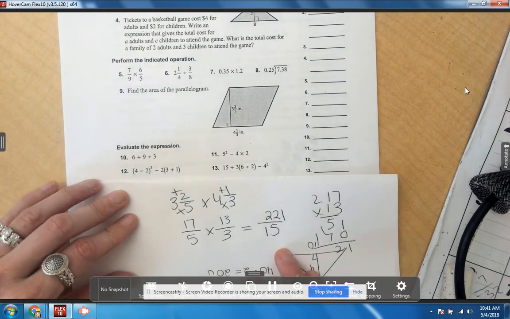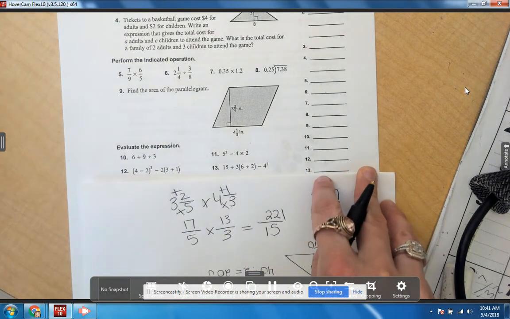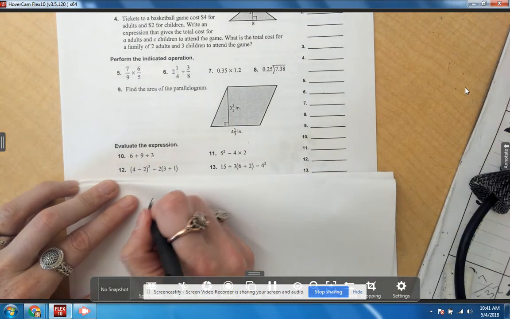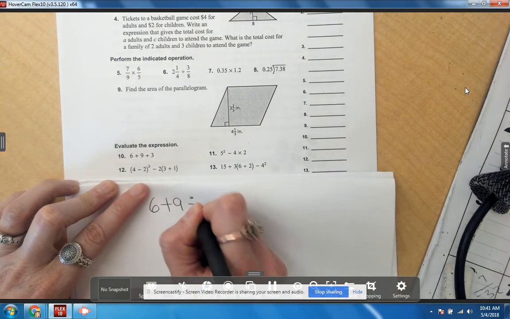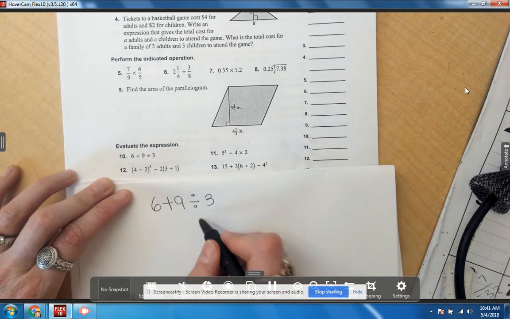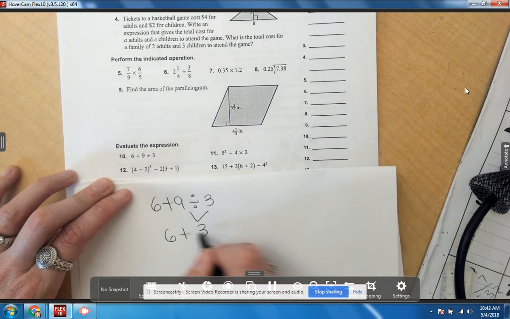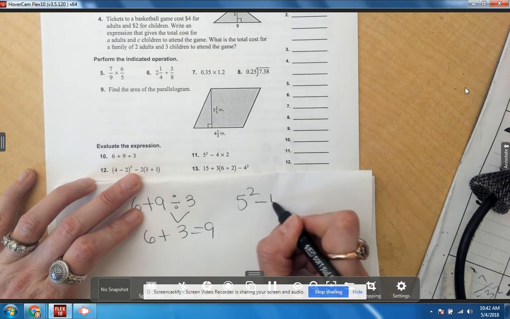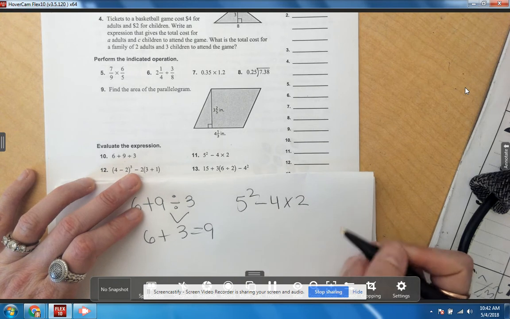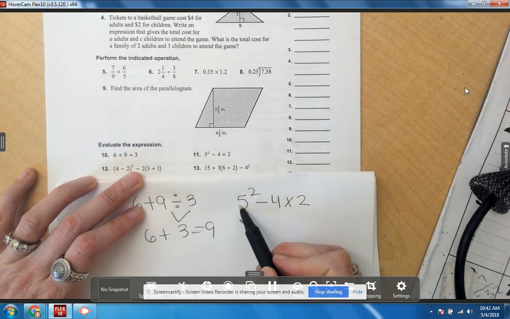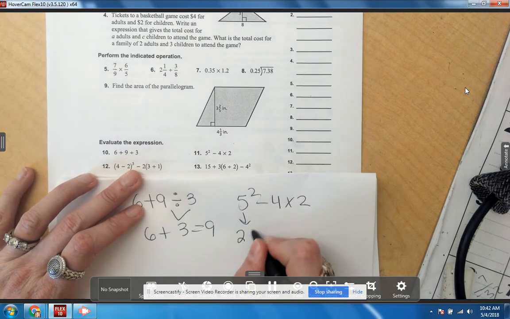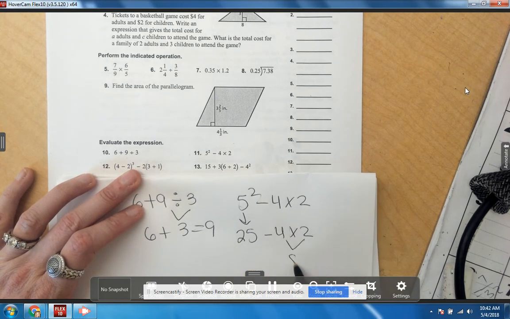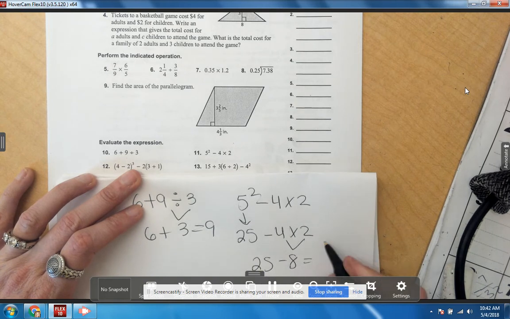The next section is all doing order of operations. So you want to do these first and then come back and see how you did. So for the first one, 6 plus 9 divided by 3. I have to do PEMDAS. So division comes before addition. So that's 3. 6 plus 3 equals 9. So that's for number 10. For number 11, there's no parentheses. The next step is exponents. Remember with your exponents, this is not 5 times 2. It's 5 times 5. So that's 25 minus 4 times 2. Next step would be multiplication. And then the last thing we would do is subtract. So we're going to get 17.